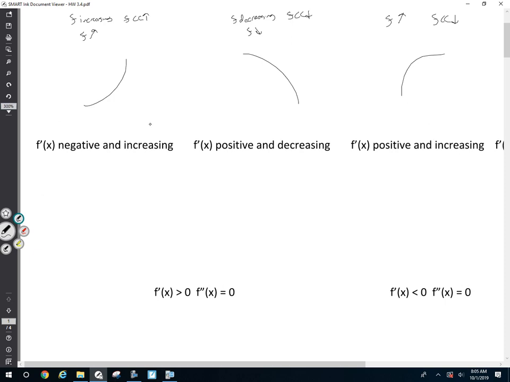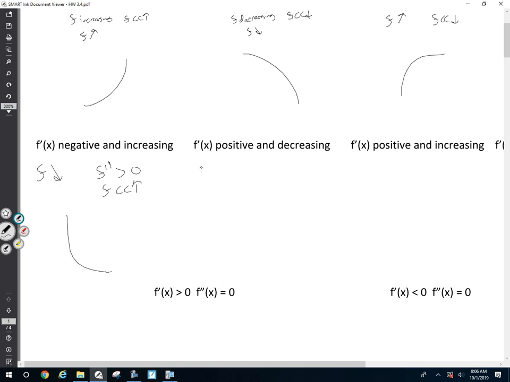f prime is negative and increasing. Okay, so if f prime is negative, f is going down. If f prime is increasing, something is increasing if its derivative is positive. So if f prime is increasing, f prime's prime or f double prime is positive. So f prime negative, we talk about f decreasing if f prime is negative. If f prime is increasing, its derivative is positive. This is telling me f is concave up. So decreasing, concave up, we got that.